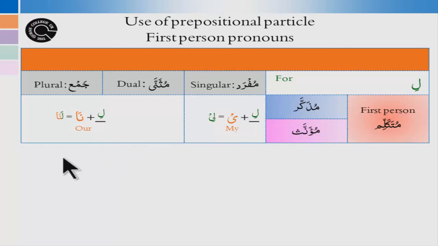Now in this lesson we have used two particles, which are ba with a kasra and lam with a kasra, on the jar table. Now in the next lesson we will be using some more, where we will be dealing with fi and min. So I will see you there.